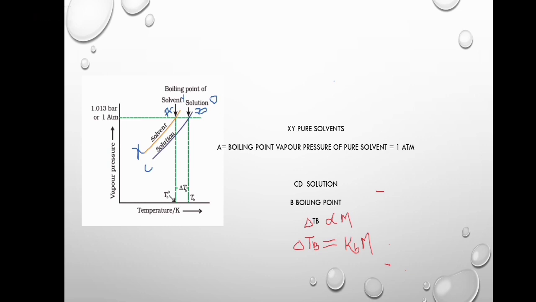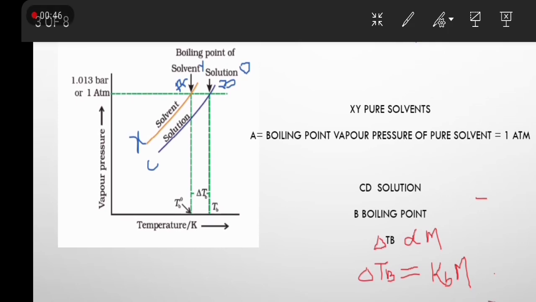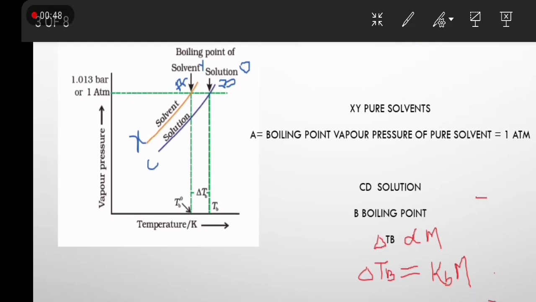Let's explain this phenomenon graphically. Let's plot the graph between vapor pressure and temperature. For a pure solvent, the relation between vapor pressure and temperature would be something like this, the graph XY. Note that as the temperature is increasing, the vapor pressure of the pure solvent, which is a liquid, is also increasing. Note that over here, point A is the boiling point where the vapor pressure of the pure solvent is equal to 1 atm.